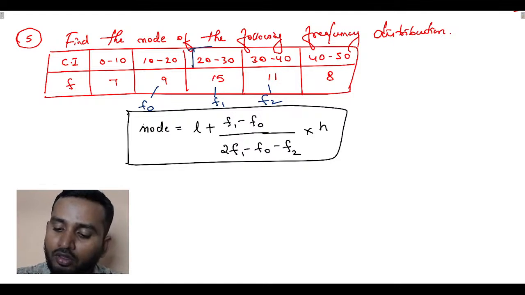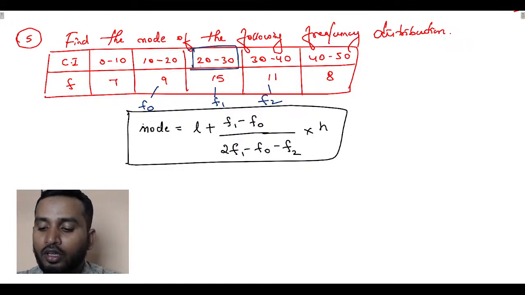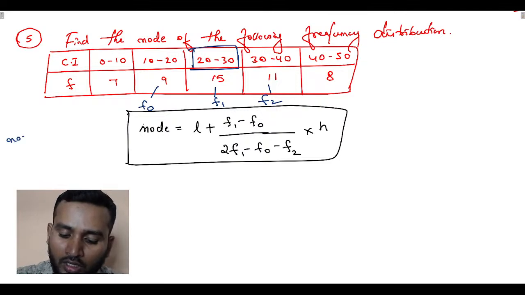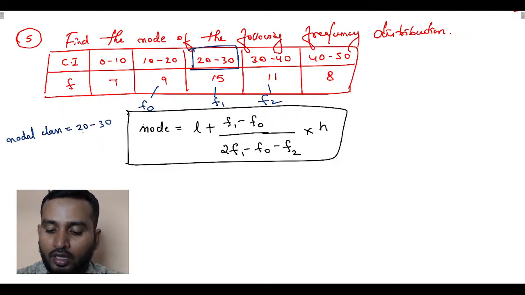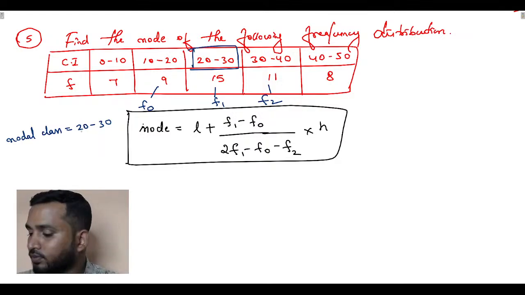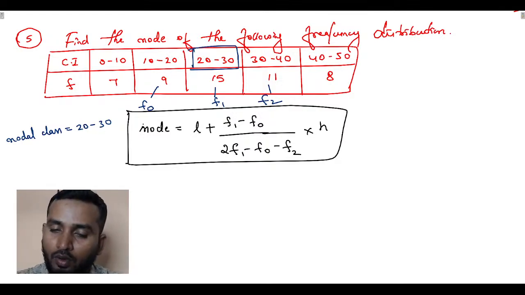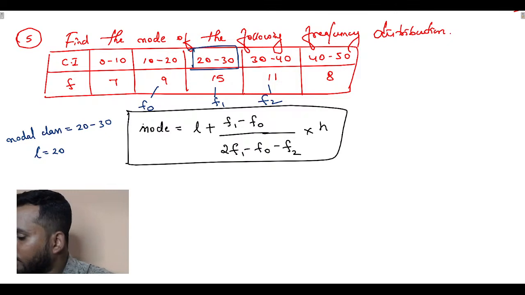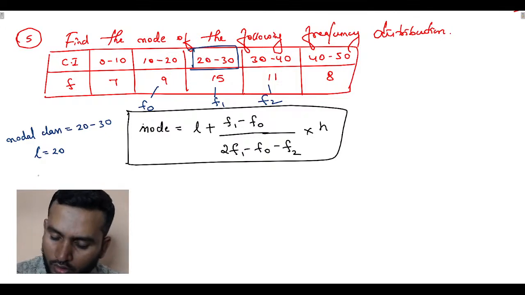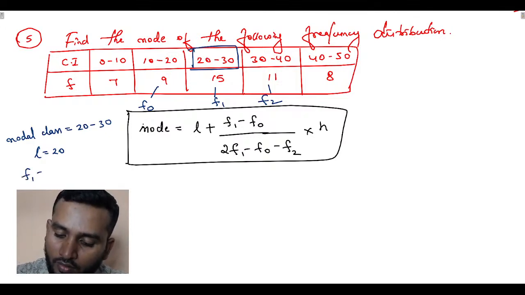In the F1 range, can you see the value? What is the range? 20 to 30. This 20 to 30 we call the modal class. Modal class is 20 to 30. In this, 20 is the lower limit and 30 is the upper limit, but here we want L. L means lower limit. The value of L is 20. Is this clear? Good.